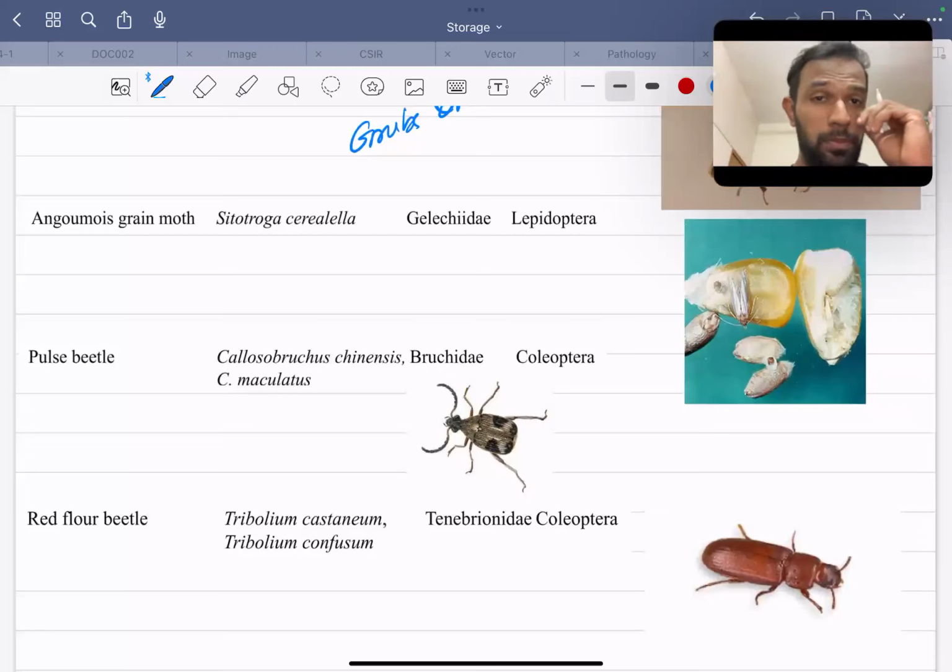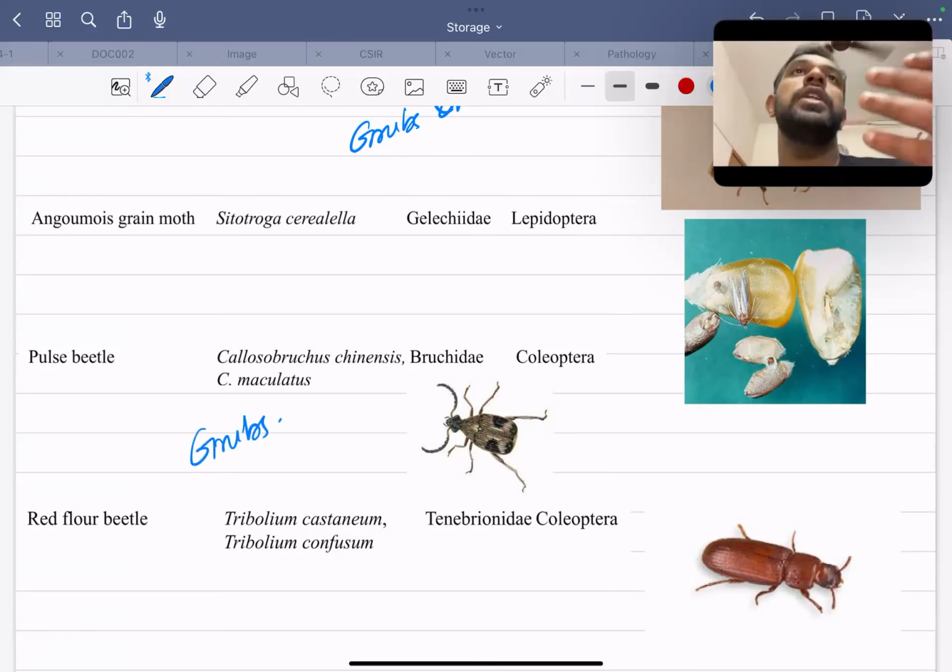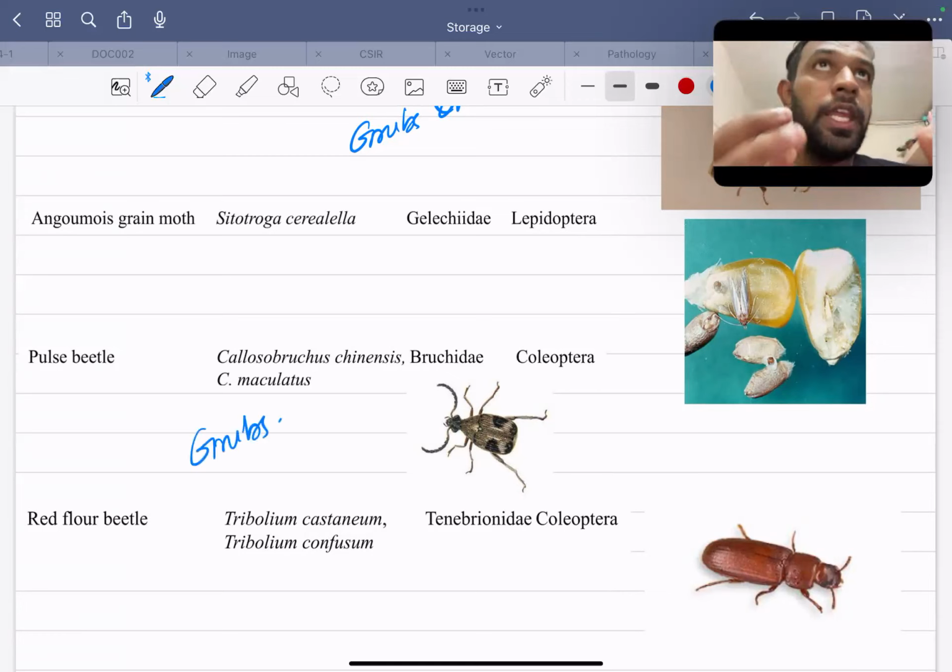With this pulse beetle, the grubs will be the damaging ones. The grubs eat up the internal contents of the grain kernel, making a hollow cavity, and the adults come out making exit holes. In the initial stages, the grubs enter the grain kernel and make a cavity out of it. That is the case with the pulse beetle.